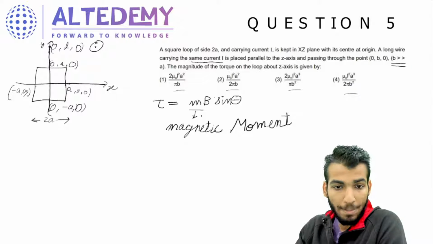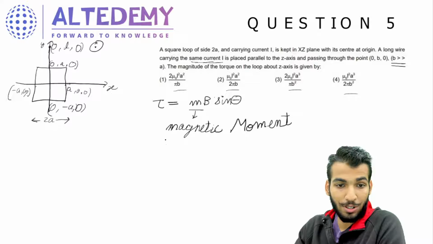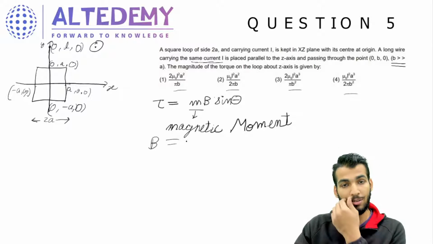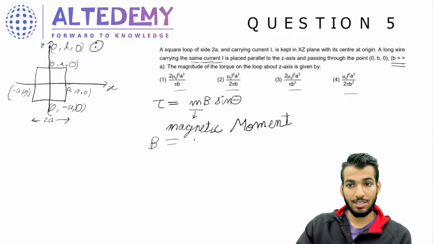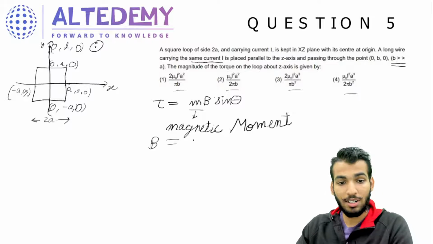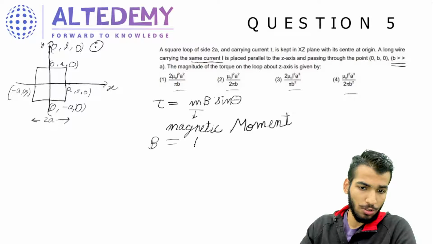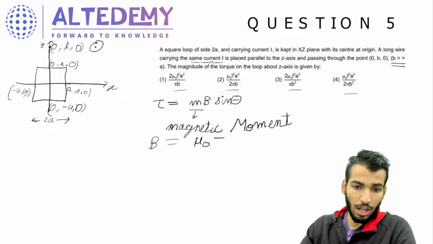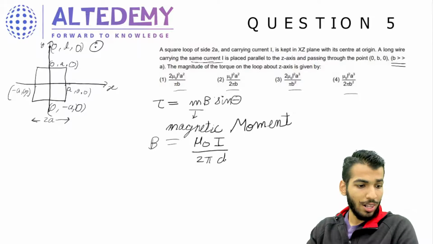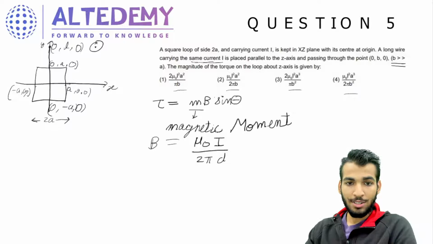And what is B? B is of course the quantity which you just derived after Biot-Savart's law. It is basically the magnetic field which is applicable on your object. So let's write down what it is. That will be equal to mu naught I by 2 pi d. Well, d is nothing surprising.